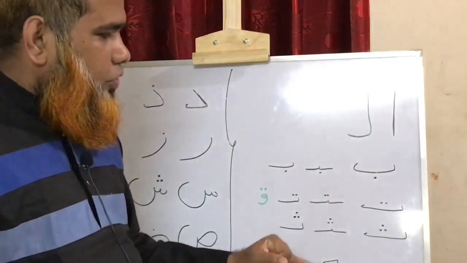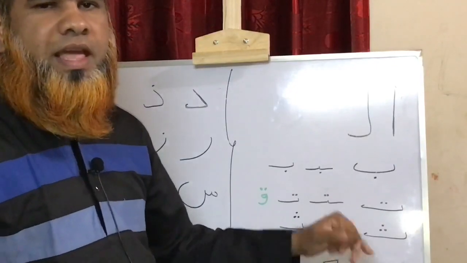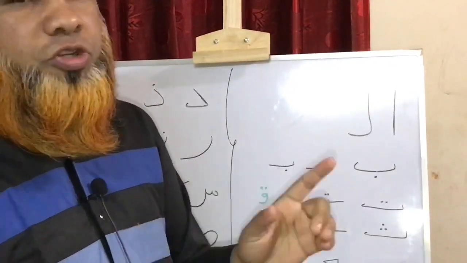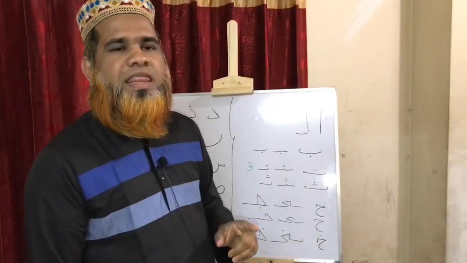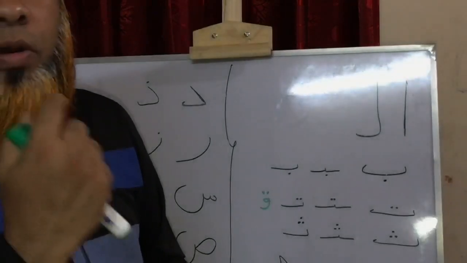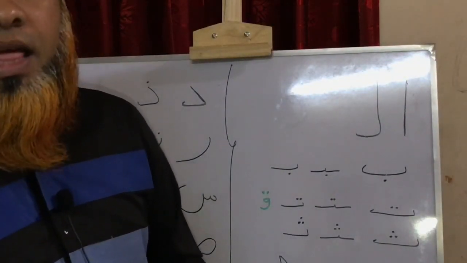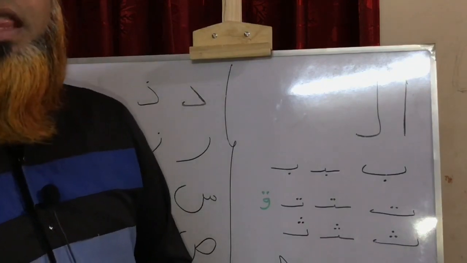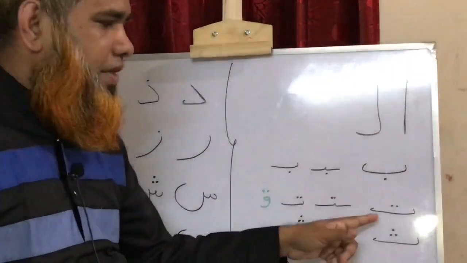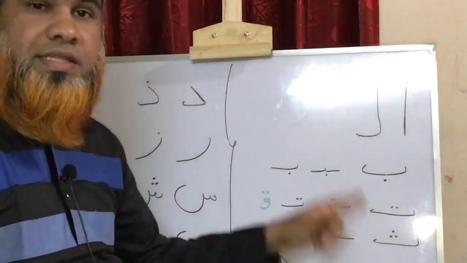Let's move on to letter number 4, that is tha. In English we don't have this sound. Tha. Your tip of the tongue will be almost touching the upper teeth. Tha. So the main feature is 3 dots on top. 3 dots on top is tha.